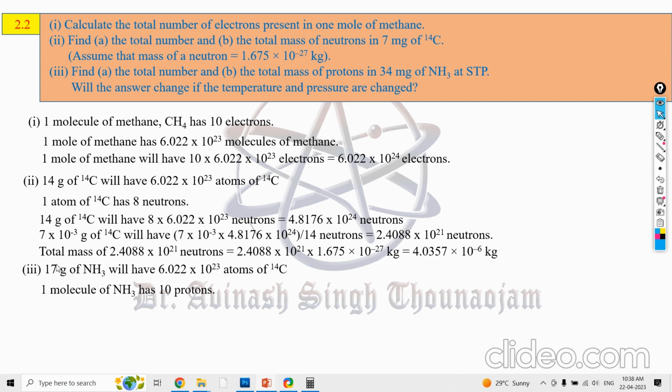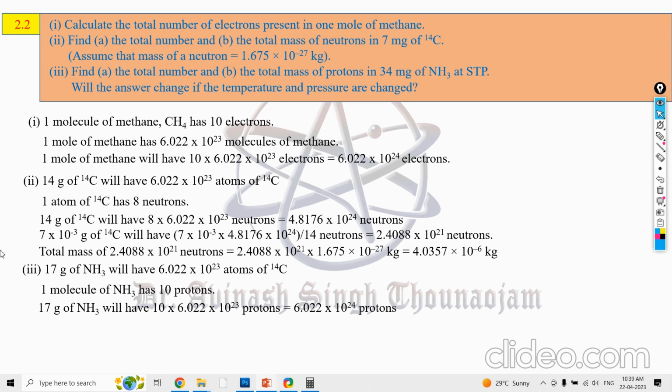What we need to remember from this line is that 16 grams of ammonia is 1 mole of ammonia. So 16 grams of ammonia will have 6.022 into 10 raised to 23 molecules of NH3. We already know that 1 molecule of ammonia has 10 protons, 7 coming from nitrogen and 3 coming from 3 atoms of hydrogen. So 16 grams of ammonia will have 10 into Avogadro number of protons.